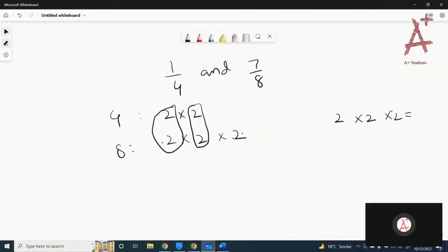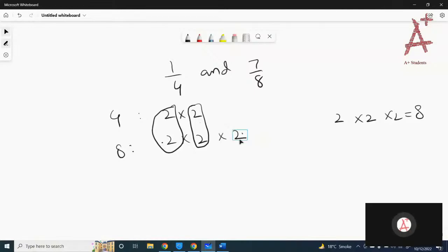Rafael, what is the least common multiple now? It is 8. 2 times 2 is 4 and 4 times 2 is 8. Got it? 2 times 2 is 4 and 4 times 2 is 8, not 6. What happened? Yes, it is 8.